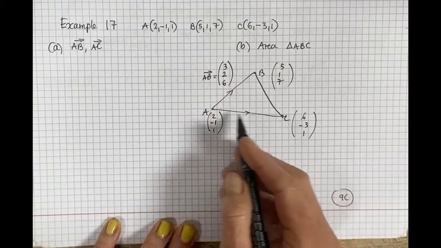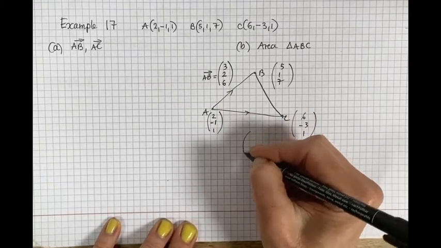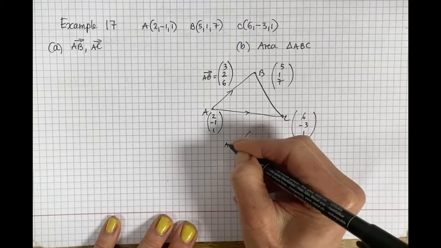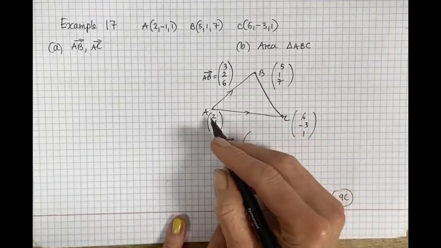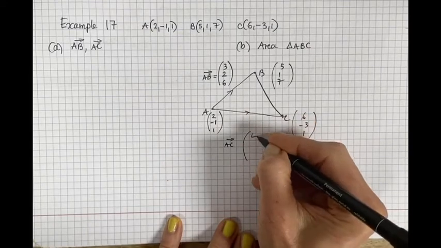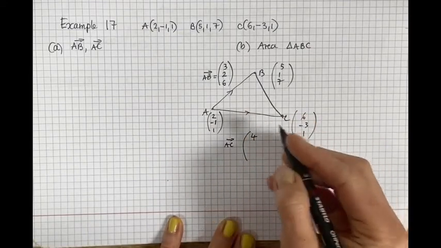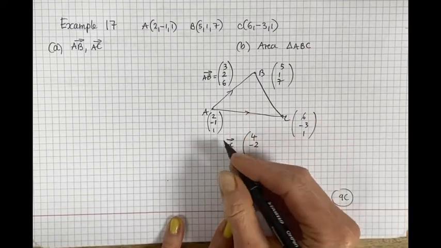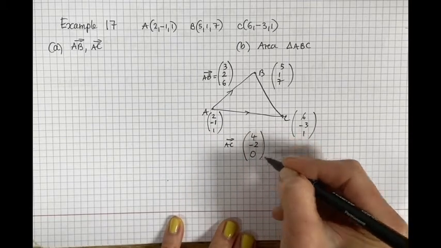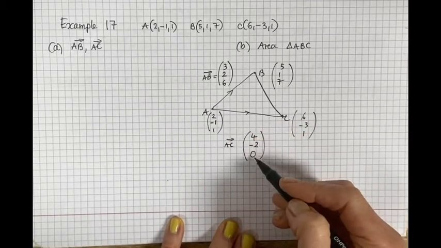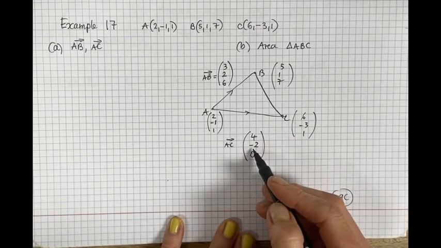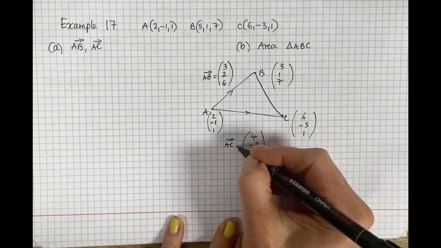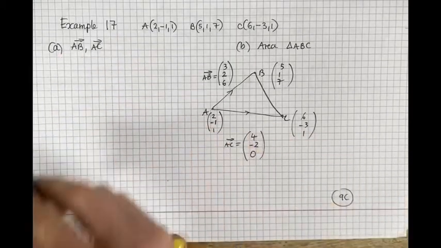So how many steps do you need to get from A to C to arrive at C? Well, here from 2 to 6, that's 4. From minus 1 to minus 3, you must have stepped back 2. From 1 to 1, you do 0. Or do end minus beginning, which should give you the same. 6 take away 2, minus 3 take away minus 1, 1 take away 1. There you go. So these are our 2 vectors.